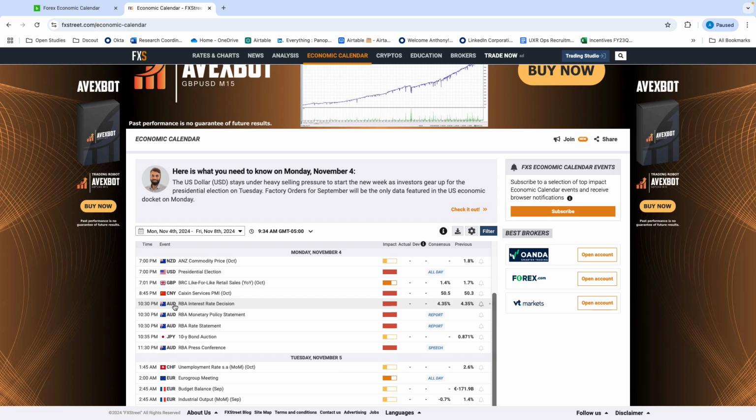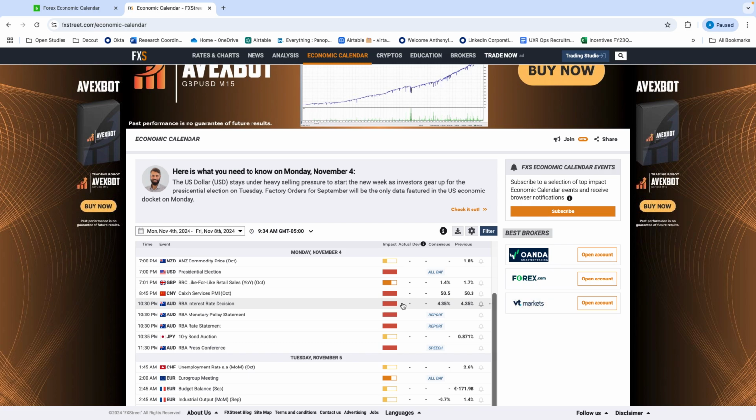see that there's a lot of news coming out for the AUD, the Australian dollar. Look, AUD red, AUD red. I'm looking right here: AUD, AUD, AUD, RBA rates, interest. All this stuff happening at 10:30 p.m. tonight is major news for AU. So I do trade AUD USD, one of my backup pairs.